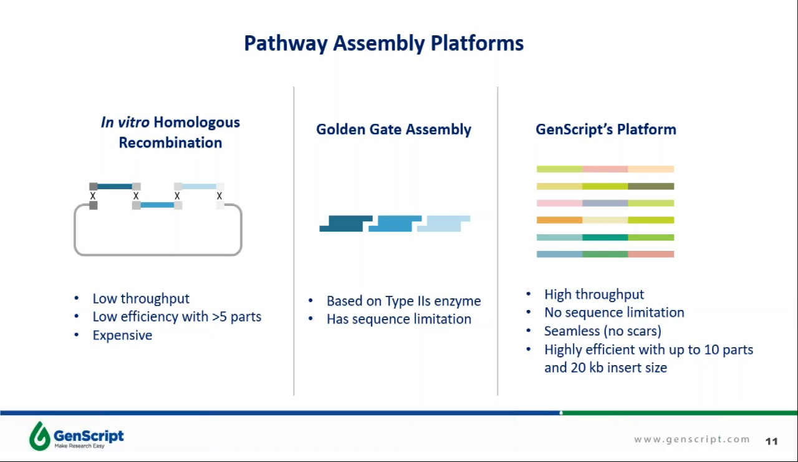To really facilitate this kind of assembly project, we have developed our own proprietary assembly platform. It is very high throughput, able to perform hundreds or even thousands of assemblies in parallel. It has no sequence limitation, so you can add any enzyme cutting site for your downstream applications into your construct. It is free of scar, with no extra sequence added into your construct. And finally, it is very efficient. We can assemble up to 10 parts in one round of assembly. So how can our platform help with the combinatorial optimization method? I will show this in the next part.